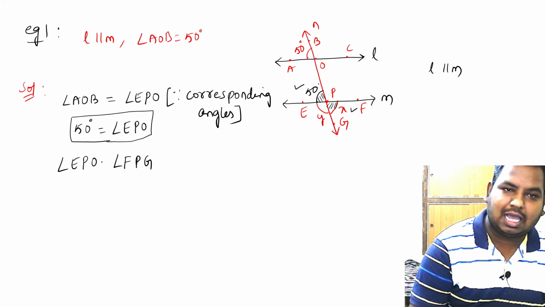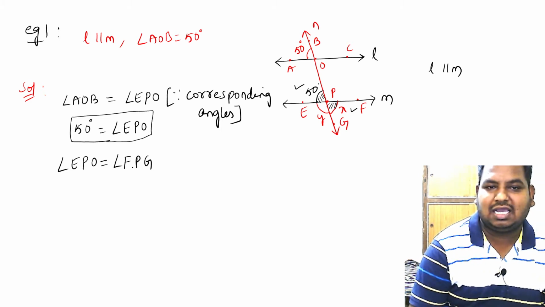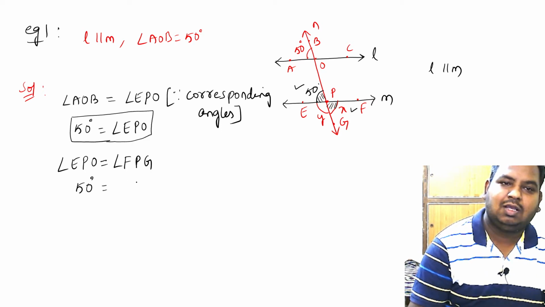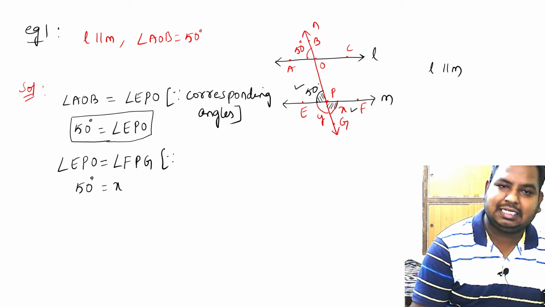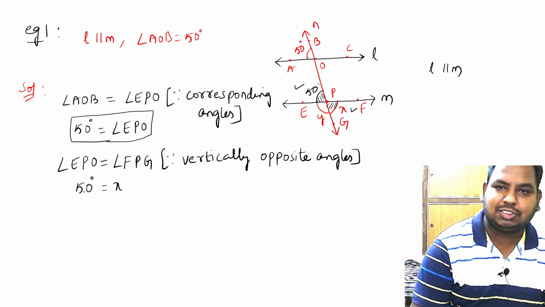So we are going to have angle EPO equal to angle FPG because vertically opposite angles are equal. So the measure of X is 50 degrees. The reason is these two are vertically opposite angles. Okay, so we got the measure of X as 50 degrees.